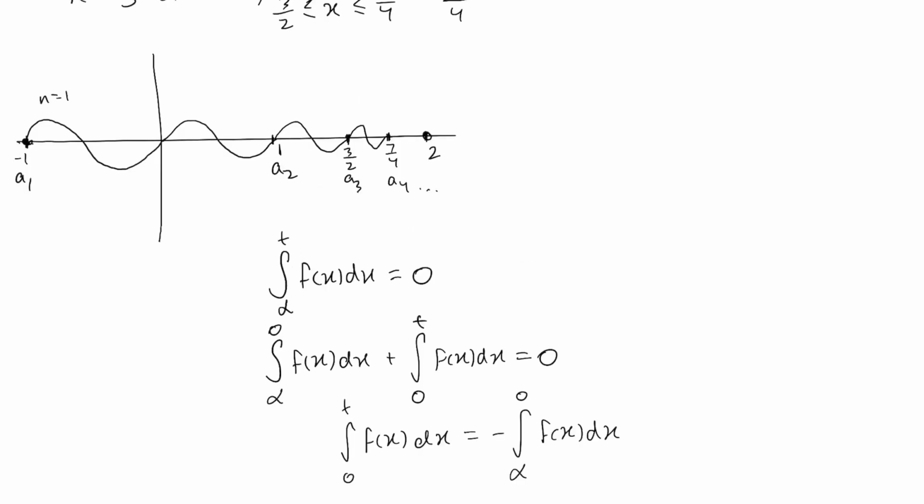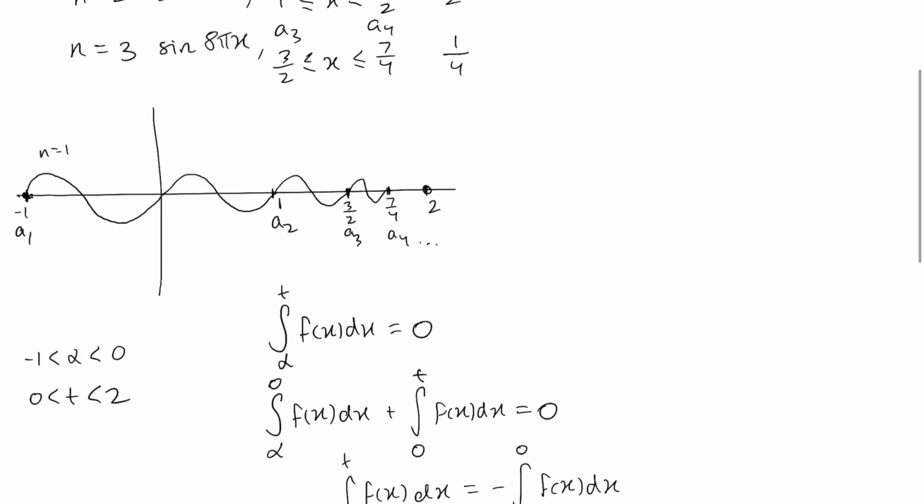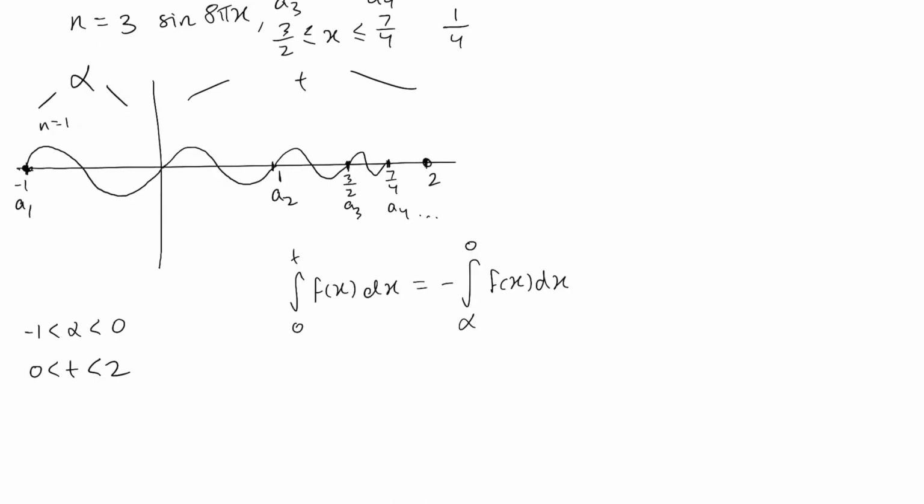Using the bounds of alpha and t, since alpha goes from -1 to 0 and t goes from 0 to 2, we can think of alpha as somewhere here and t as somewhere here. We don't really know what alpha or t is, but alpha is on the left side of the y-axis and t is on the right side of the y-axis. If we look at these two integrals, this integral will be a constant. If we set alpha to some number, the area, or the integral from alpha to 0, will be a constant.